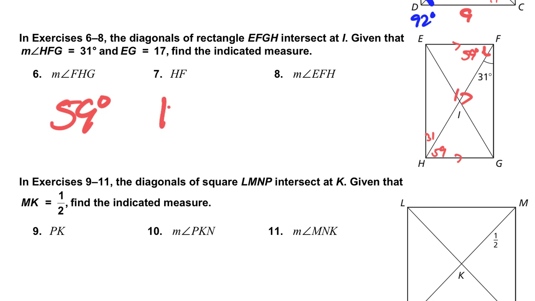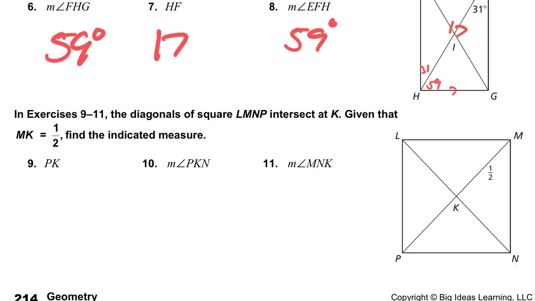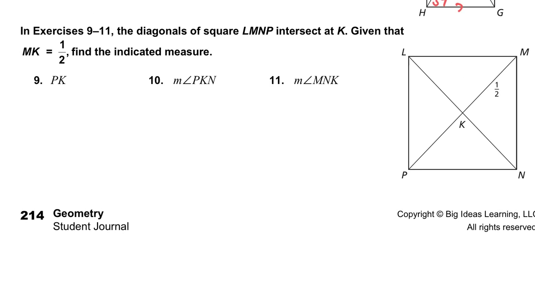HF, that other diagonal, is 17 because our diagonals are congruent. Then angle EFH, we already had written in there, is 59 degrees because it was also complementary of the 31.